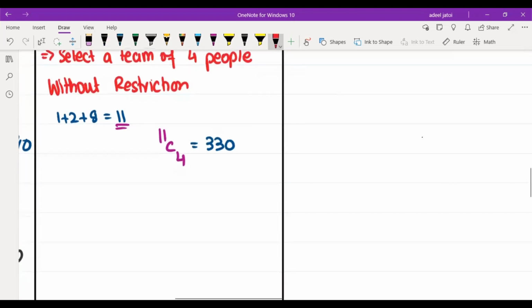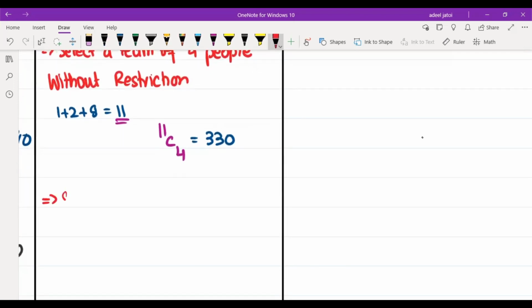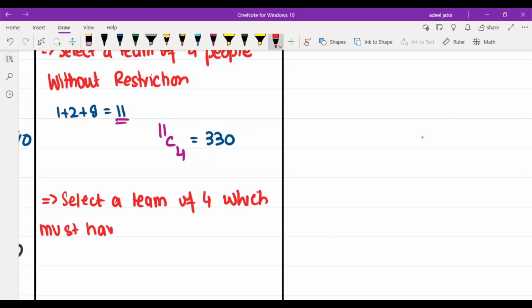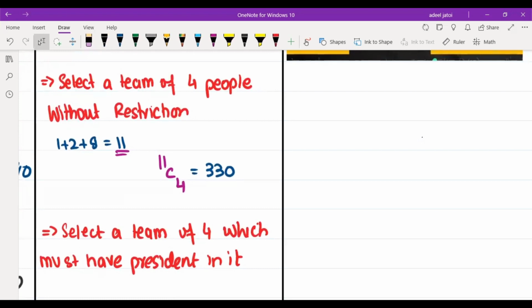Similarly, if the question had said, select a team of 4 which must have a president in it. Now, since in part 1 there was no restriction, we made sure that we can involve anybody, and we wrote down 11C4 for that, right?